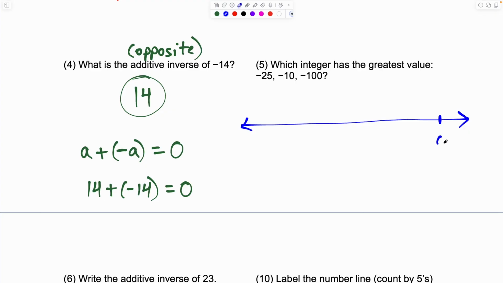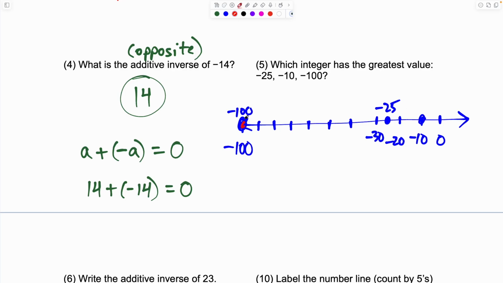So I'm going to have 0 over here, and then we're going to have -10, then we'll have -20, -30, and so on. So this will be -40, -50, -60, -70, -80, -90, and then we'll say -100 is over here. So if I plot these numbers here, -100 would be over here, -25 would be in this space here. So that's negative 25. This is negative 100. And then negative 10 is over here.